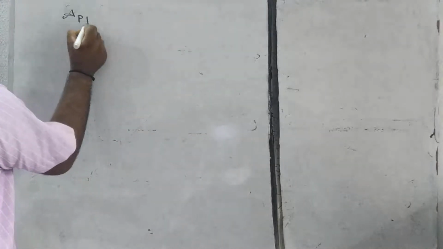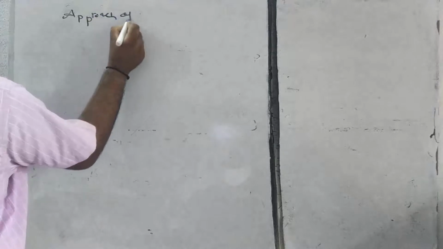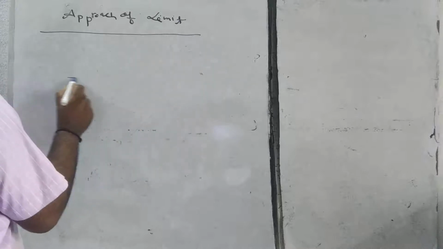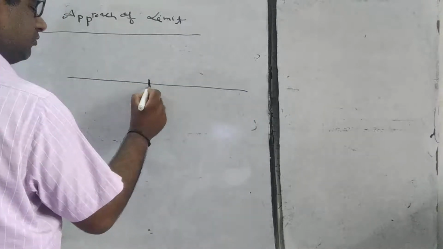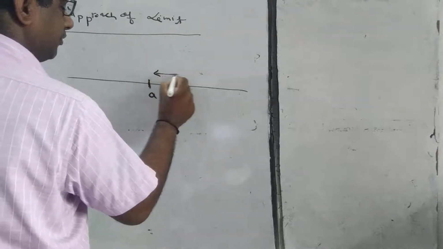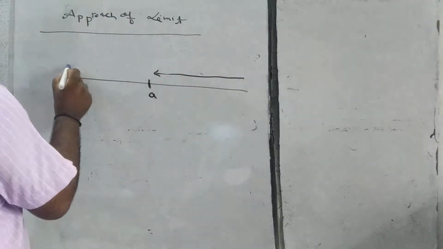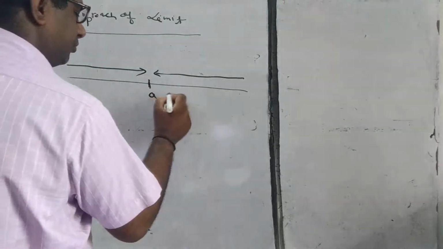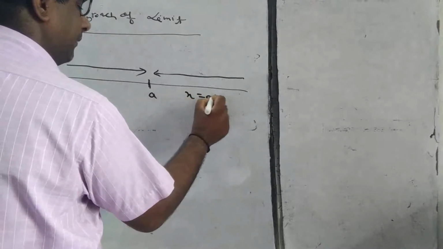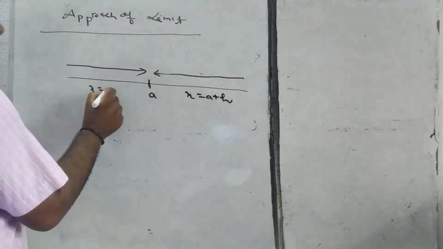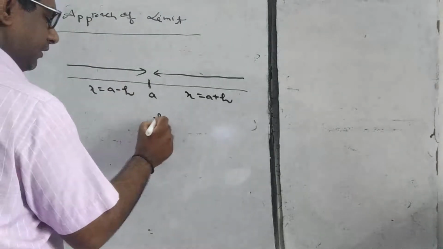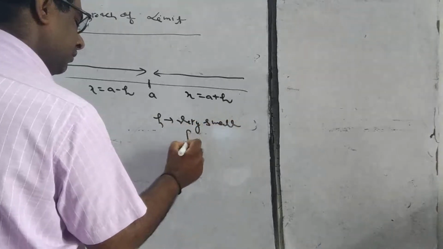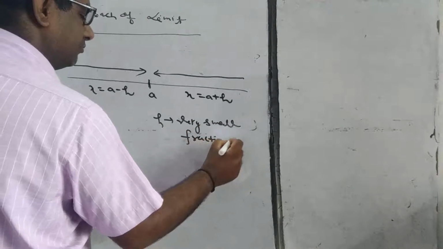Approach of limit. Suppose this is the value a, so we can approach from the right hand side and we can approach from the left hand side. So here we have to put x is equal to a plus h, and here we can put x is equal to a minus h, where h is a very small fractional value.